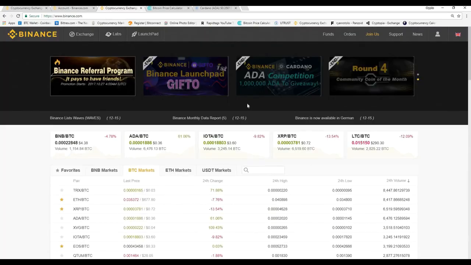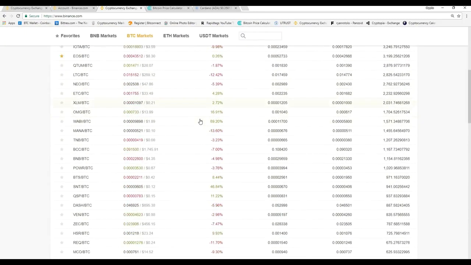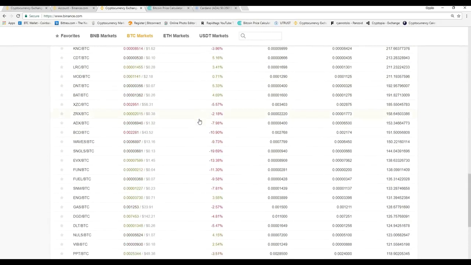Now this is the home page when you're logged into your account. Up here you're going to have some news that Binance comes out with every so often. Right here, this is going to be all your most viewed cryptocurrencies. Down here, this is going to be all the cryptocurrencies listed on the Binance exchange.